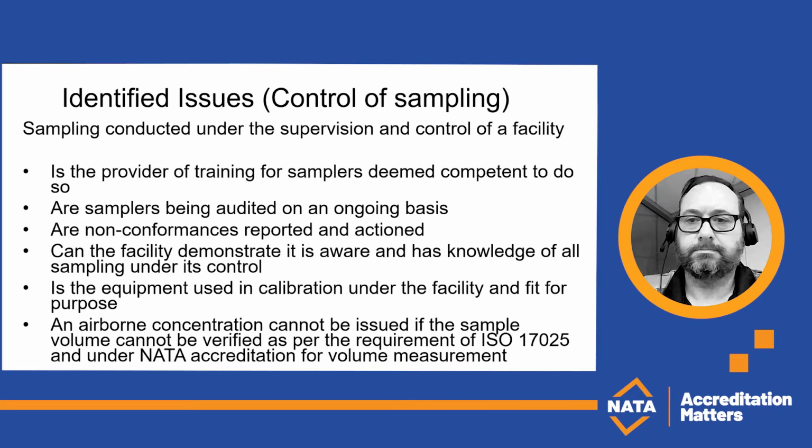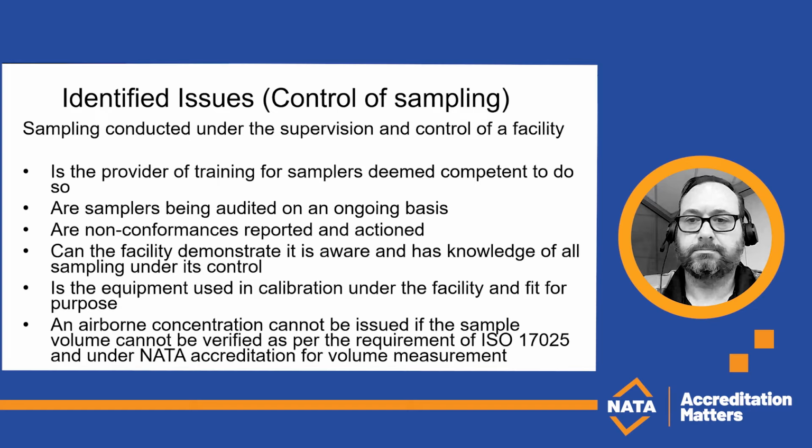And most importantly, an airborne concentration cannot be issued if the sample volume cannot be verified as per the requirements of ISO 17025, the guidance note for the membrane filter method, and under NATA accreditation for volume measurement. If you cannot verify the volume and substantiate its validity, then fibres per field is all you can write. I've seen out there that people asterisk a report, which NATA has rejected a long time ago for air monitoring. There are mechanisms with NATA for various test methods for issuing reports that are non-NATA.